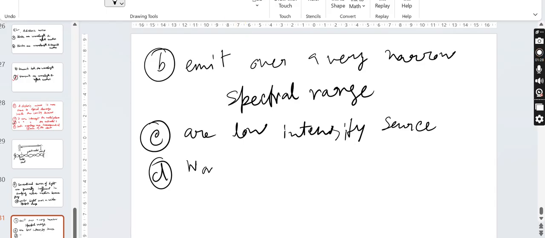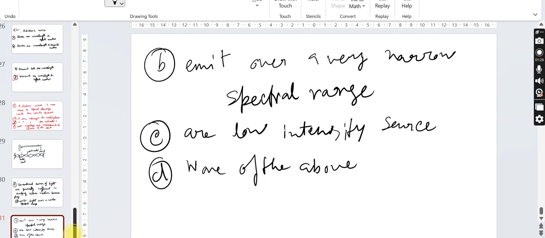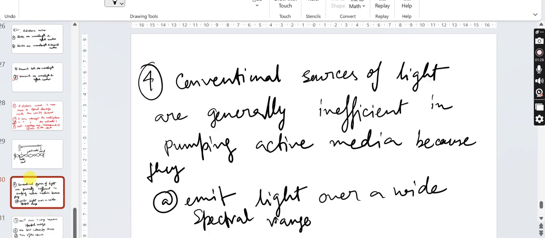I have already said that the conventional sources of light emit a broadband spectral range. For lasing action we need only a narrow spectral range, even a narrow range will work. So we don't need a broadband spectral range. So this is the answer: emit light over a wide spectral range. That is why they are inefficient.